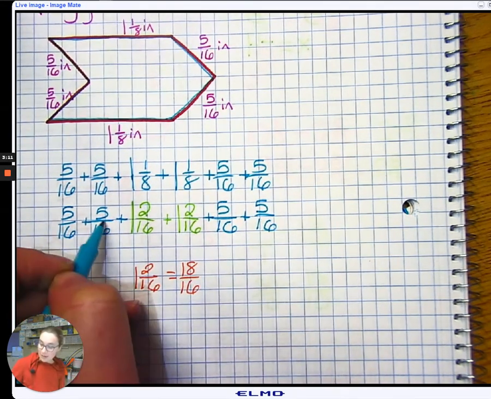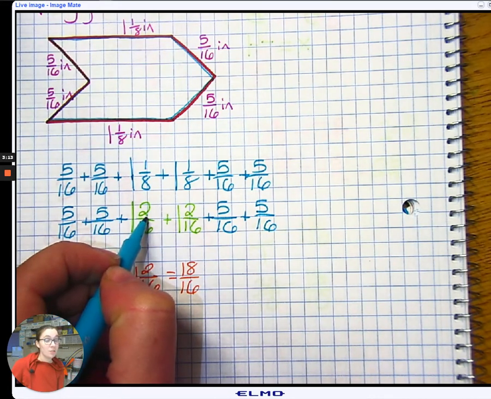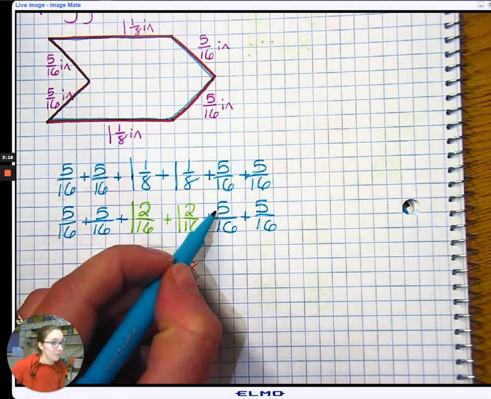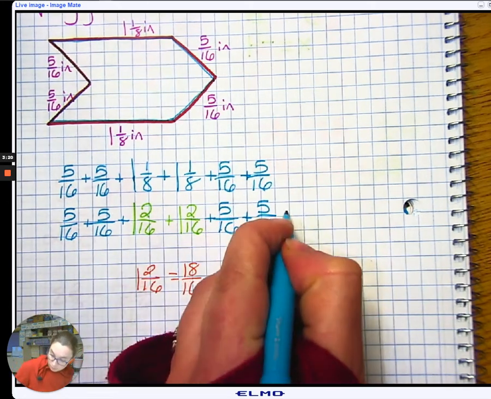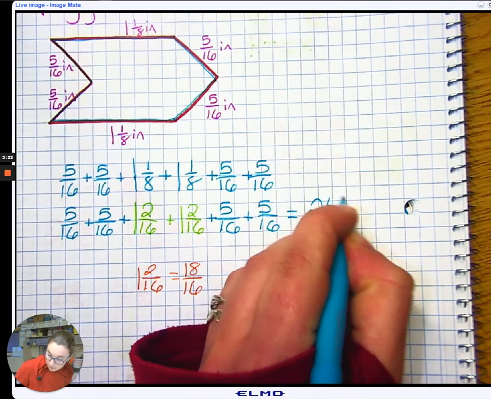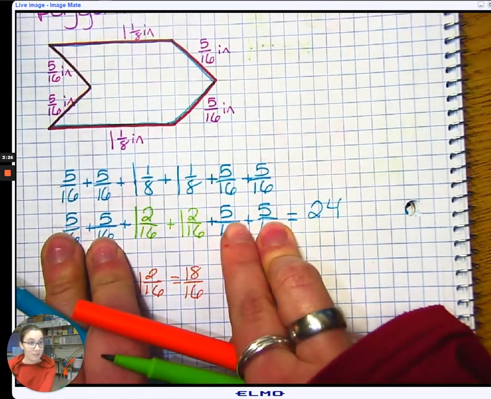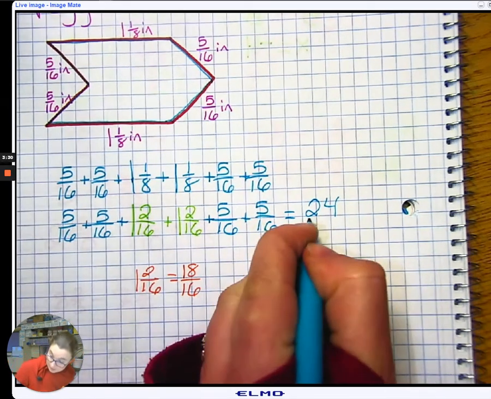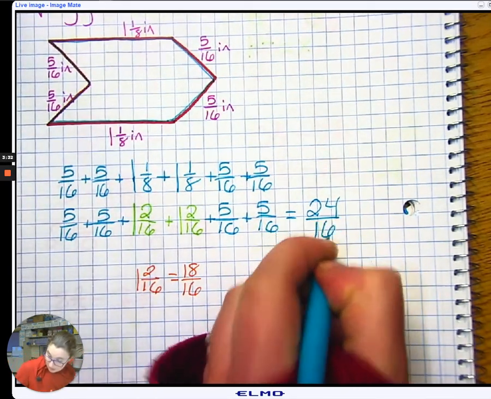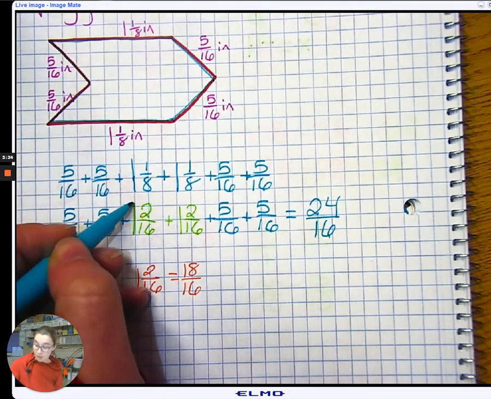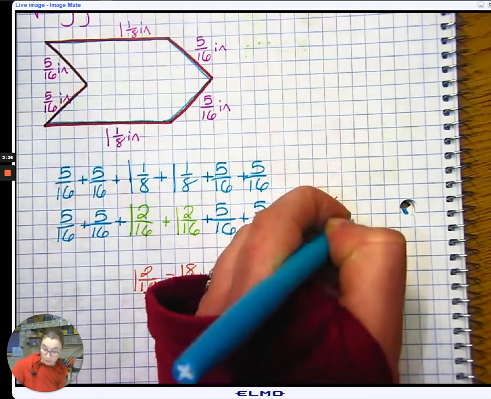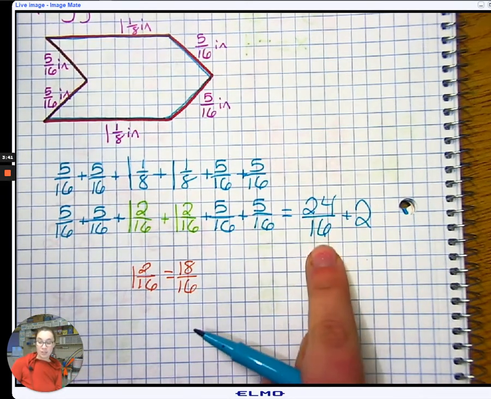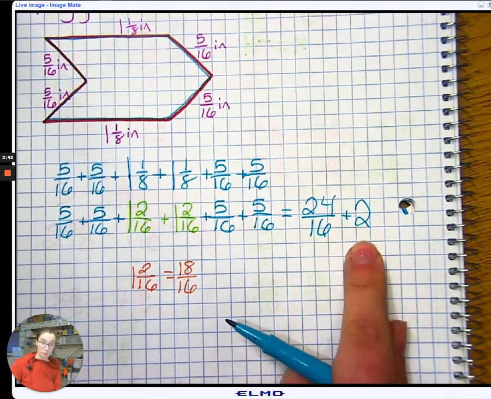So 5 and 5 is 10, plus 2 is 12, plus 2 is 14, plus 5 is 19, plus 5 equals 24. I can do that again. 5 and 5 is 10. 5 and 5 is 10. That's 20. 2 and 2 is 4. 16 stays the same. Oops, I forgot to give myself room for my whole numbers there. So 1 plus 1 equals 2. So I'm going to add plus 2 here. So now my fraction is 24/16 plus 2.